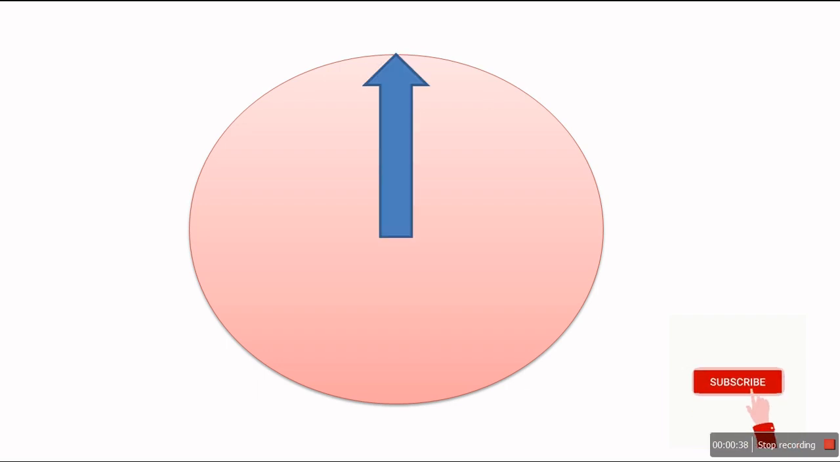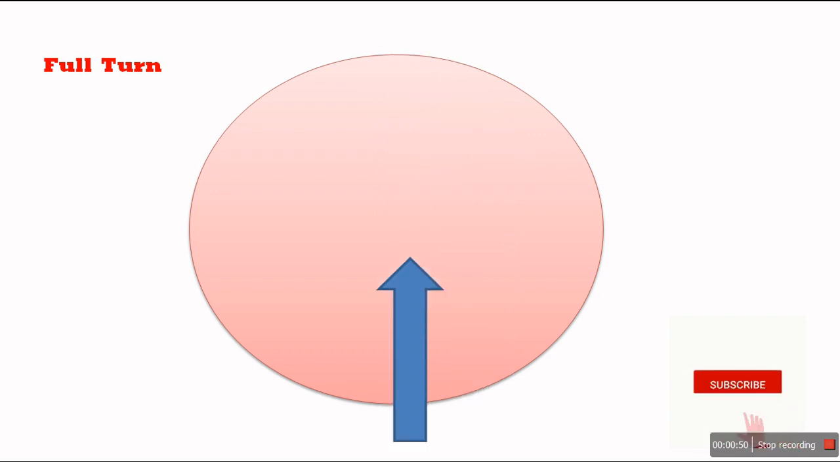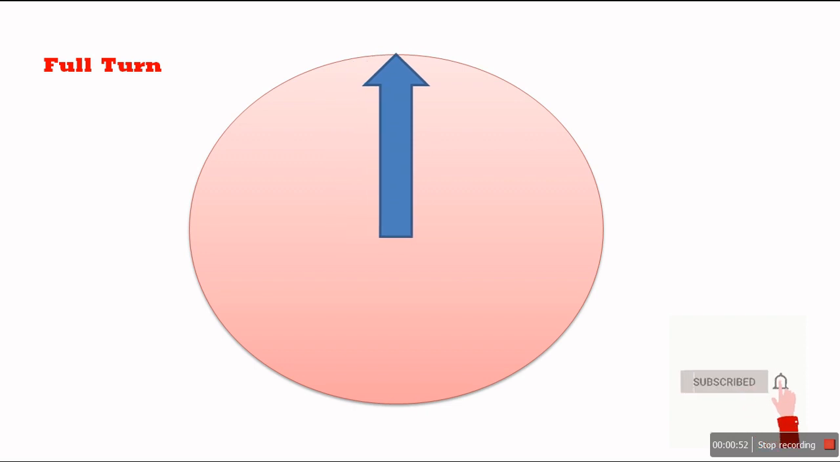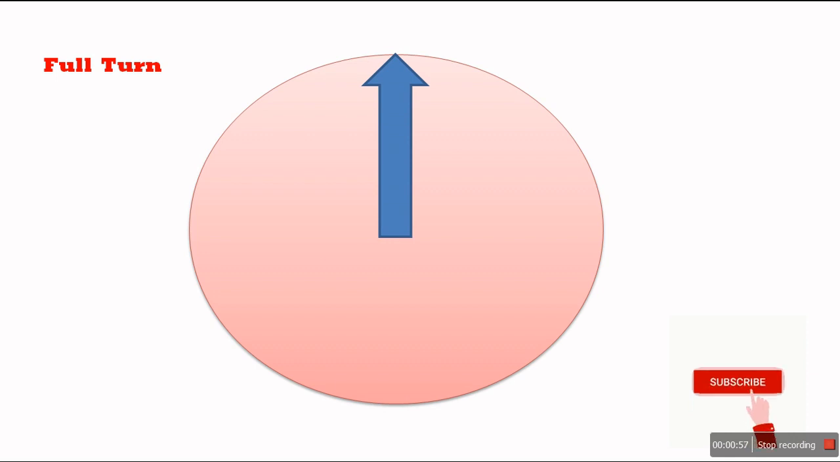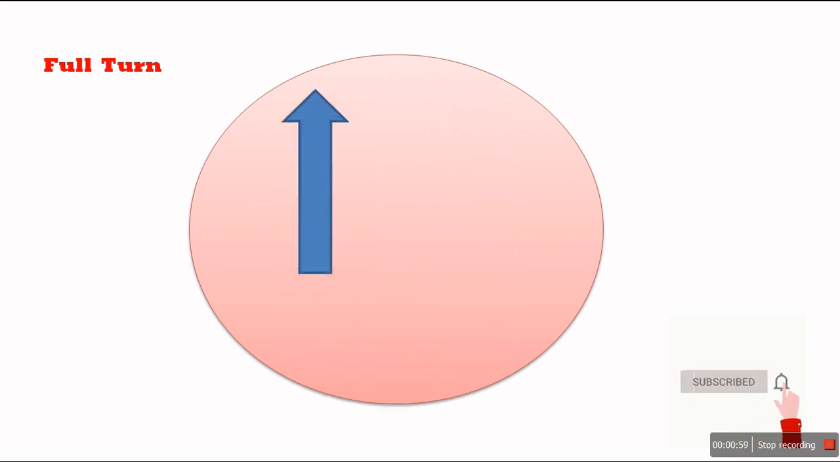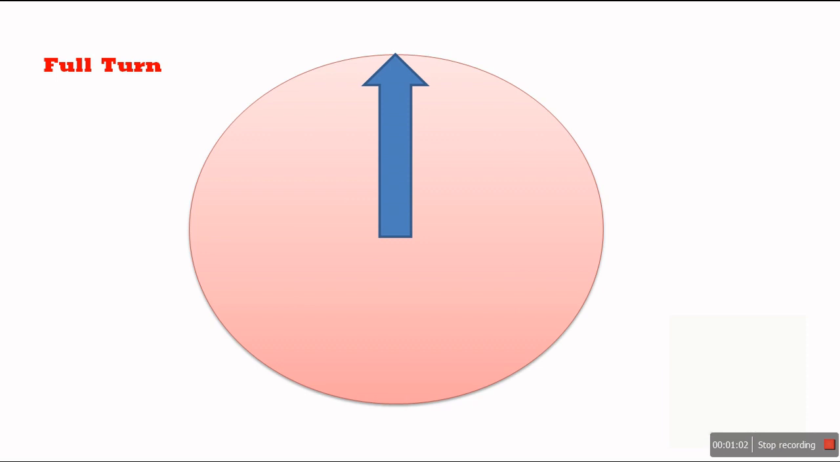Look at this circle. Now this arrow. What will happen if I turn it a full turn? Let us see. Okay, see this. Once again observe. When we turn an object full, it completes one cycle. It completes one circle.